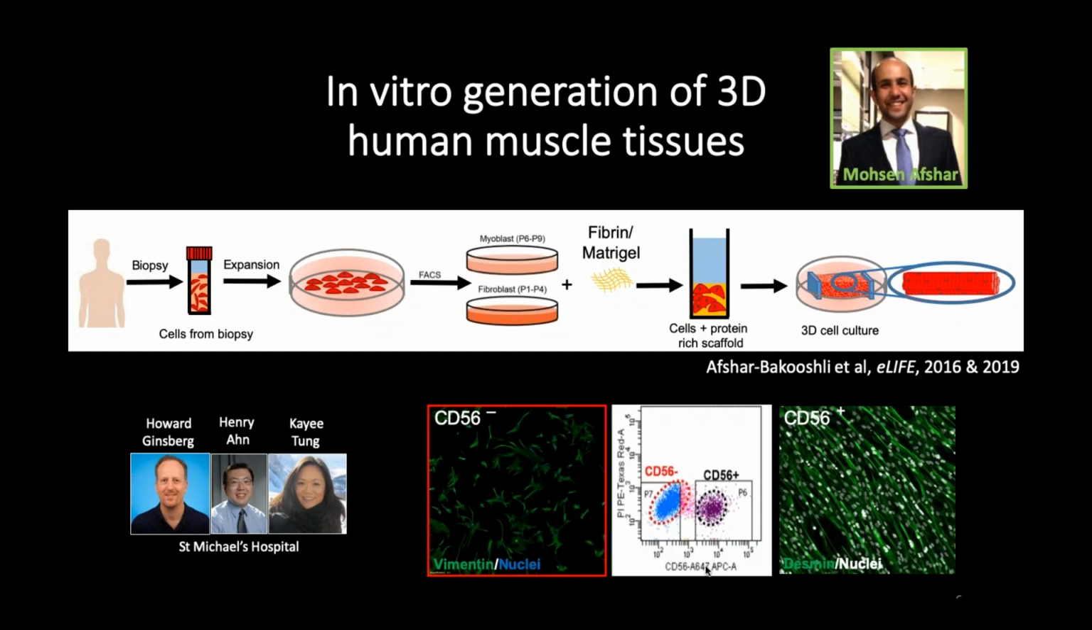And with those biopsies, he would dissociate the tissue into cells, which he then would expand in culture to then derive muscle progenitor cell lines and fibroblast-like cell lines that he would then mix together with a protein-rich scaffold and then seed into a device to allow the cells to reform tiny little human skeletal muscle tissues in a dish.